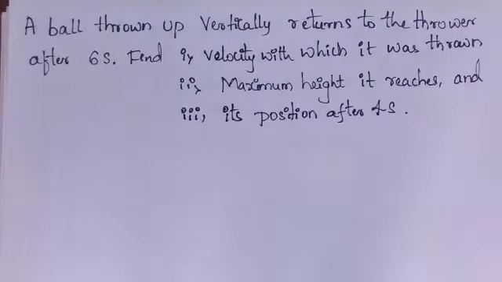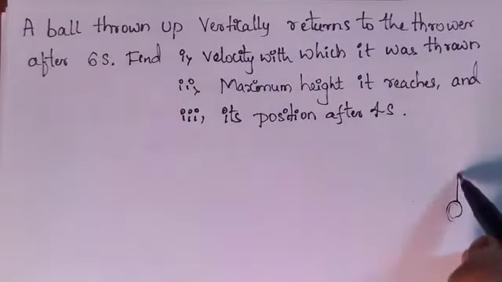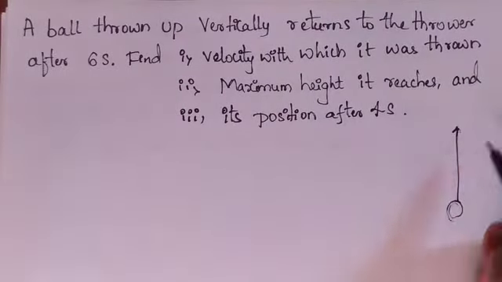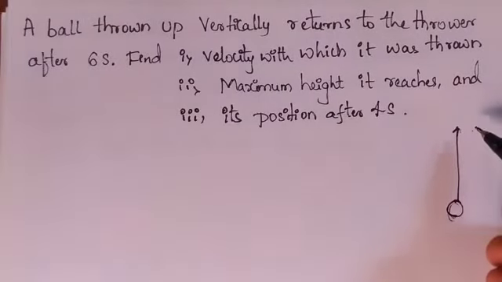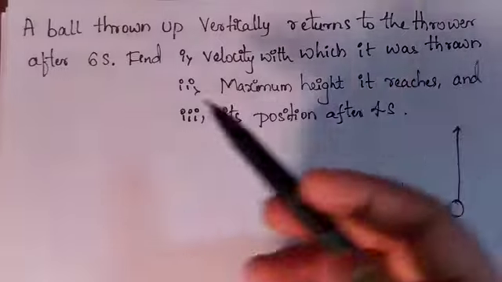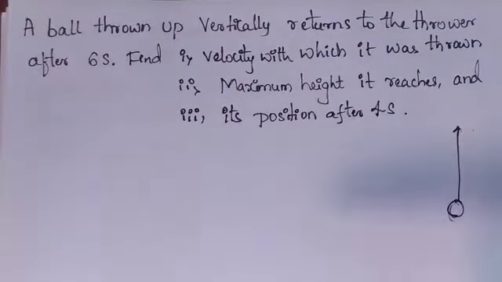That means a thrower has thrown a ball from this position, and the ball reaches some maximum height, and again it reaches the ground, isn't it? Whatever time it has taken to go to the upward position, with the same time it comes to the downward position. Totally, going upwards and going downwards, the total time it has taken is 6 seconds.